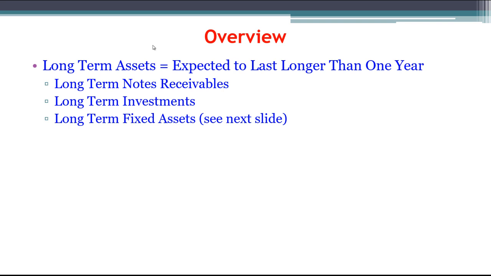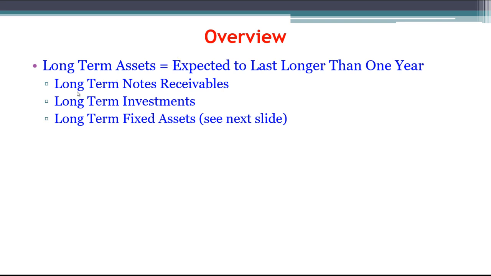So as an overview, when we talk about long-term assets, we're talking about an asset that's expected to last longer than a year. In the last module we covered current assets, which are going to be used up in less than a year. This module we're talking about long-term assets or non-current assets that are expected to be used in the operation and last longer than 1 year. Again, the 1 year is a general rule, but we'll stick with that for our discussion.